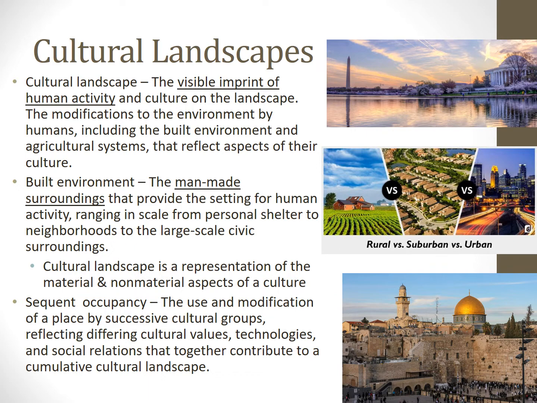But the fingerprints that we leave on the landscape can lay on top of each other. That is known as sequent occupancy or sequential occupation. The definition is the use and modification of a place by successive cultural groups, reflecting differing cultural values, technologies, and social relations that together contribute to a cumulative cultural landscape. So as groups interact, they leave their own fingerprints on the landscape. We might see the language of one culture, while we also see the architectural styles from another.